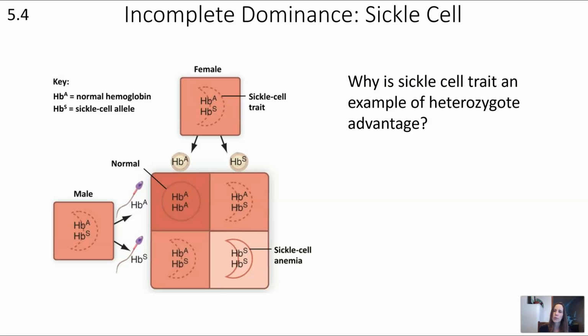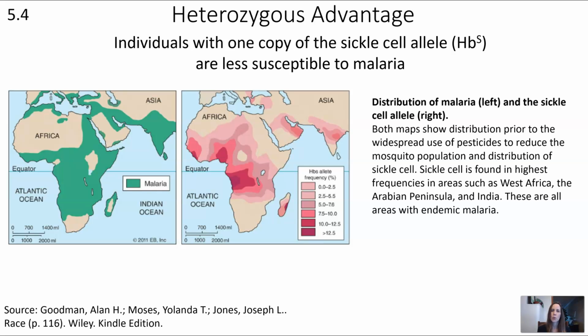So why is sickle cell trait an example of what we call a heterozygote advantage? Heterozygous advantage is just what it sounds like, that there's some advantage in being a heterozygote. So there's an advantage in being a carrier. In this case, individuals with one copy of the sickle cell allele are less susceptible to malaria.